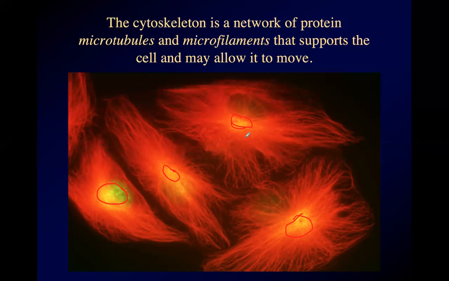That's a network of proteins that make up what we call microtubules and microfilaments. There's actually a third type called intermediate filaments. I'm not going to worry about those. Those support the cell, those give the cell shape. And if it's a cell that can move, like a white blood cell or an amoeba or some other protists, the cytoskeleton is what allows that cell to move. They may also hold structures in place within the cell, like an internal scaffolding.